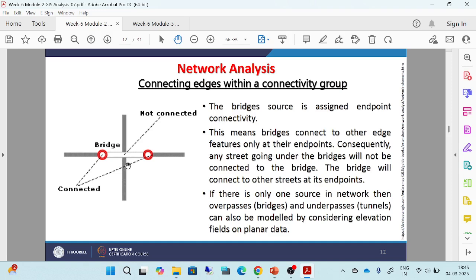Here you can see there are two bridges, but actually it's one over the other. So there's no common point here. There is no connection here, so only the endpoints are connecting them. There is no midpoint or intersection present.